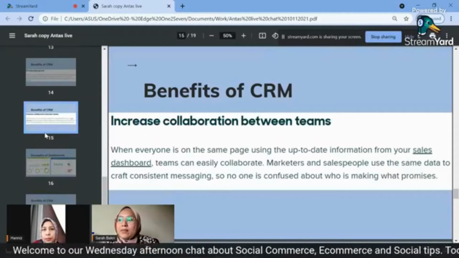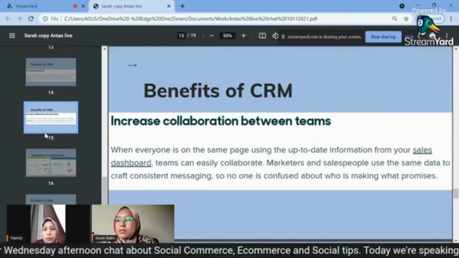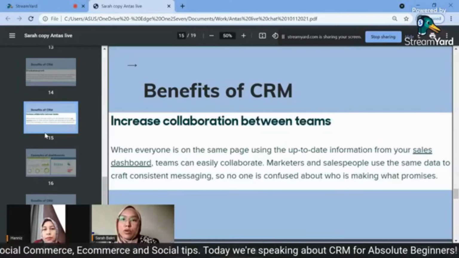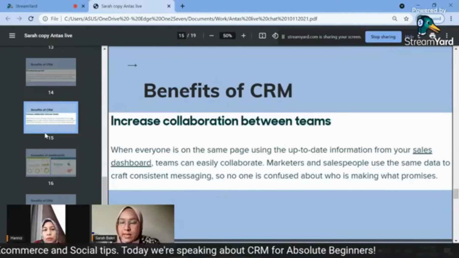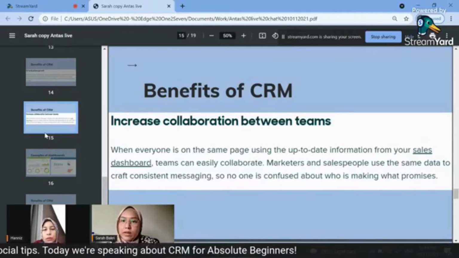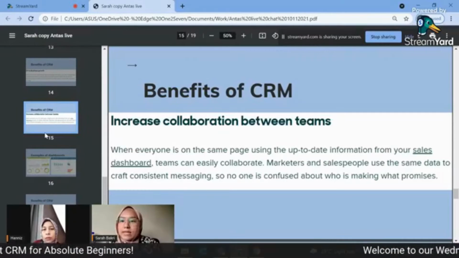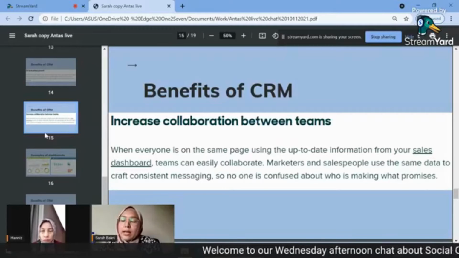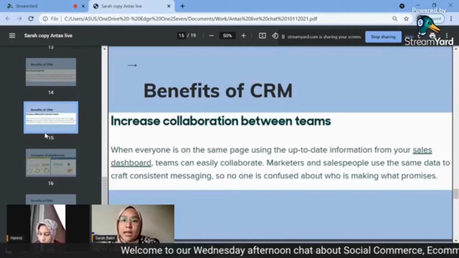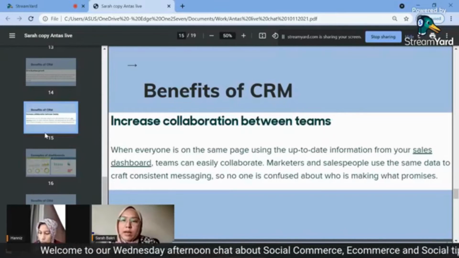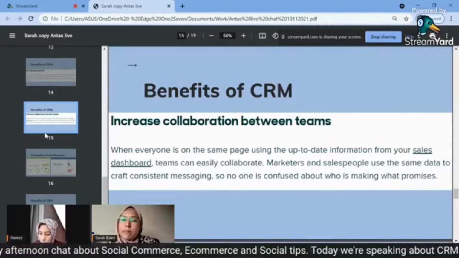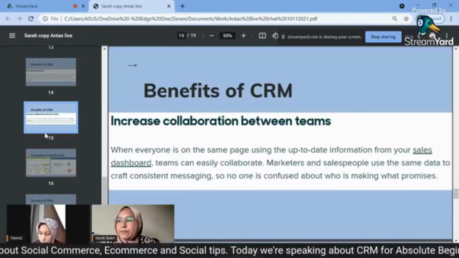Here is another benefit: increased collaboration between teams. We talked about this just now. With your partners or your vendors, you can share the data in your CRM, so you could all be working from the same data. You'd be up to date about what's happening, in real time, with the current customers that you have. Real-time data and real-time reports would help you manage your teams better.